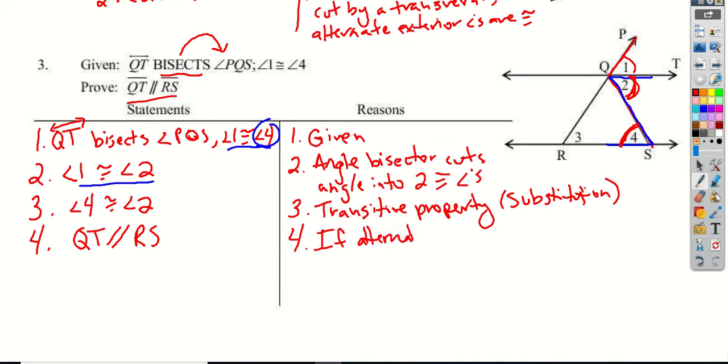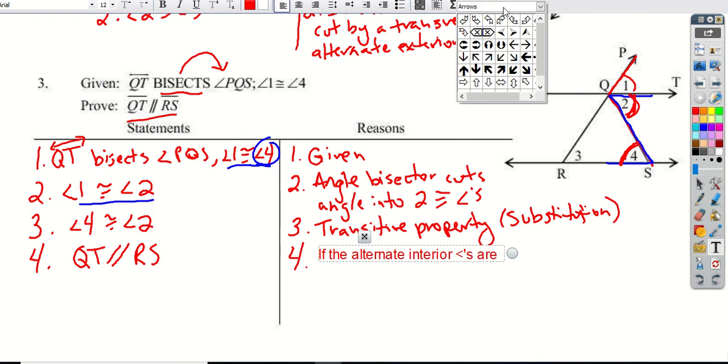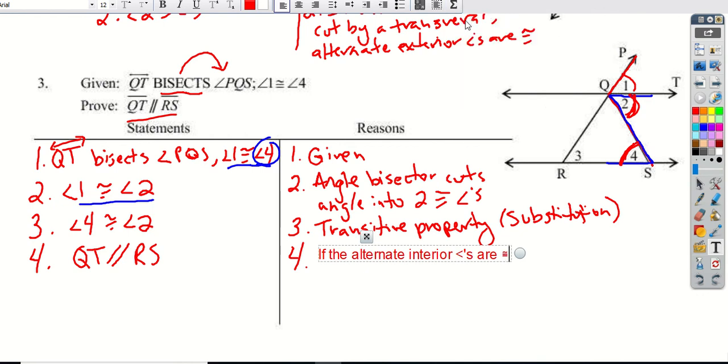I'm actually going to type it so you guys can read it a little better, okay? So, if alternate interior angles are congruent, okay, there's a congruent symbol, we'll use it here. And the lines are parallel. And we're done. We ended with the proof statement. That's it. We're done. All right, let's go to the next page.